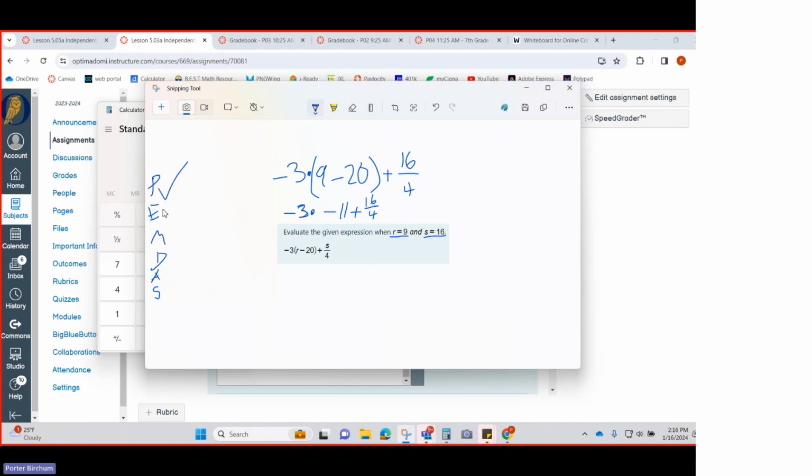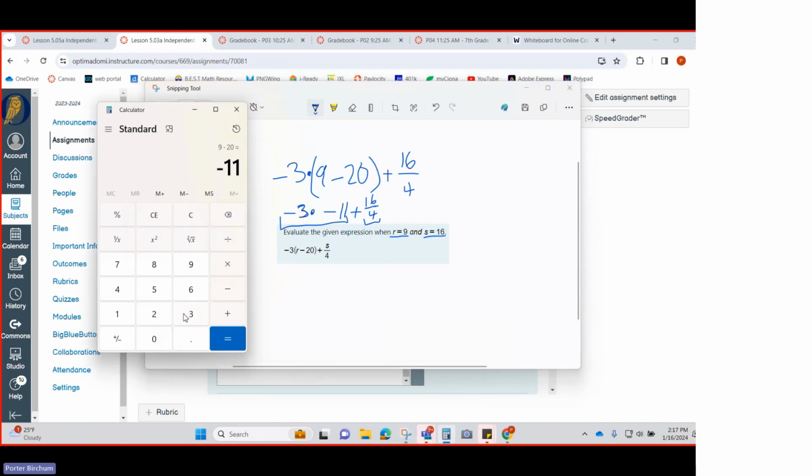So we did parentheses. There are no exponents. Now we're looking for a multiply or a divide. I see a multiply and I see a divide. So let's multiply and then divide. Multiply and divide both come before addition, so addition will be last. Also, the multiply sign comes before the division sign, so that's why we multiply first. -3 times -11. What is that? -3 times -11 is +33.